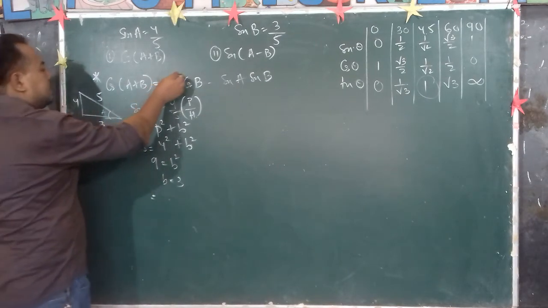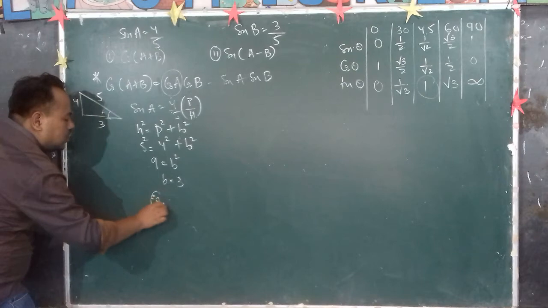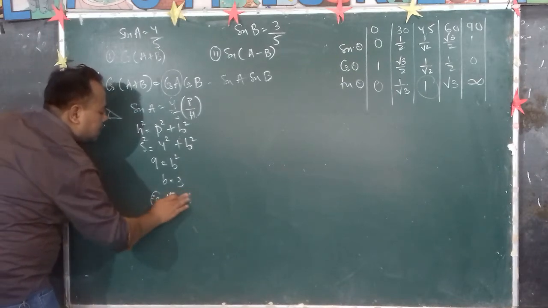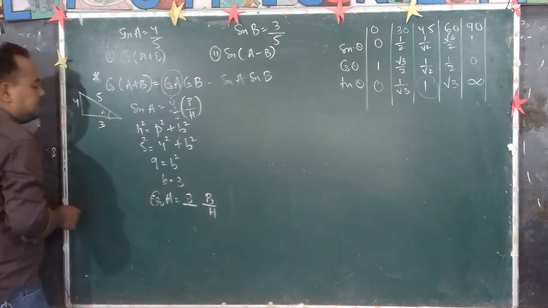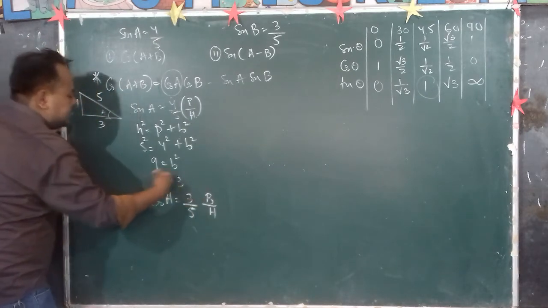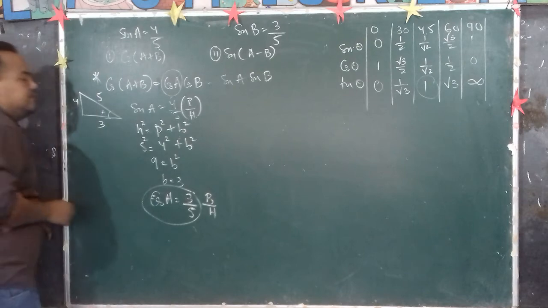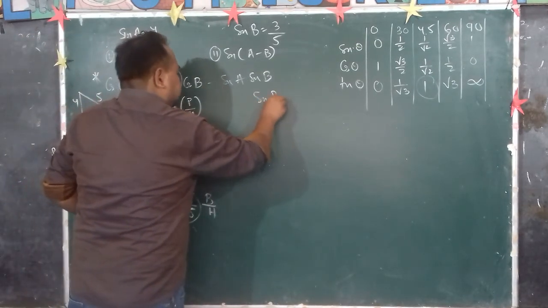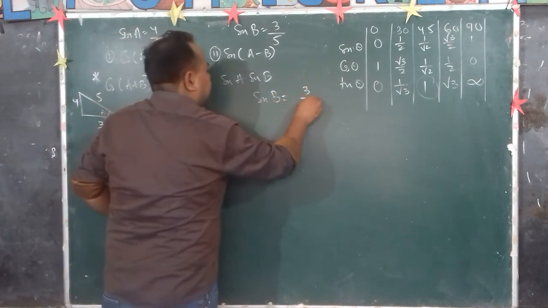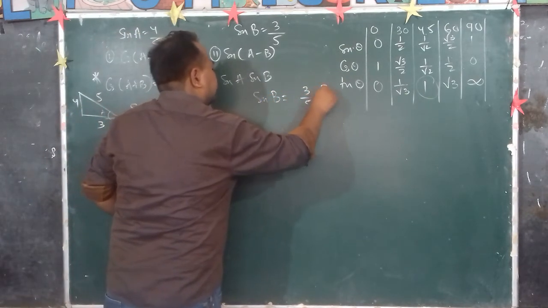So from here, what do I need? I need cos. So tell me what is cos? Cos is base over hypotenuse, so the value of cos A is going to be 3/5. So easy, that's how you find out the value. Similarly, why don't you try for the other one? Sin B. Sin B is 3/5.